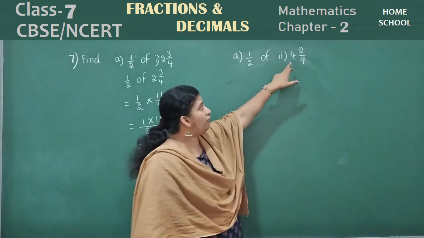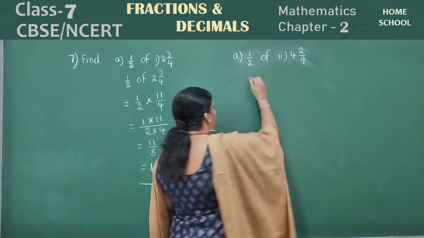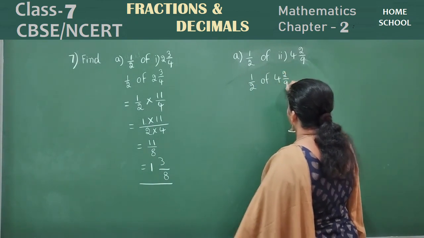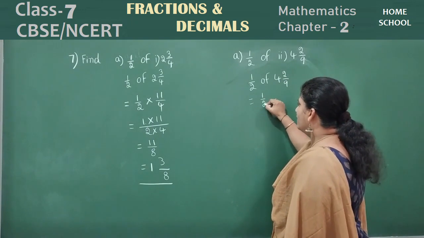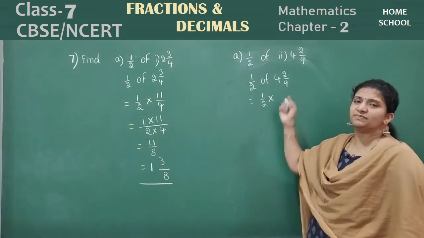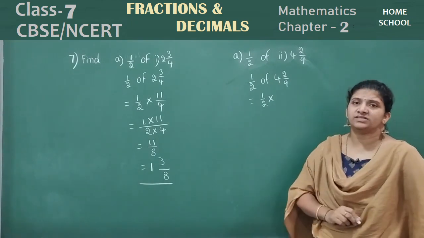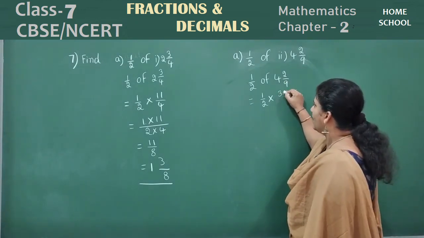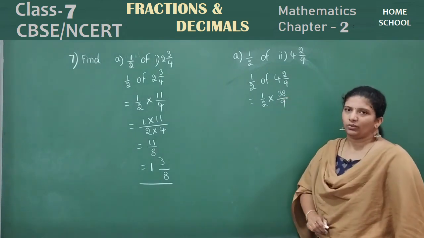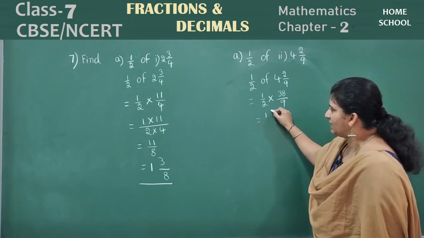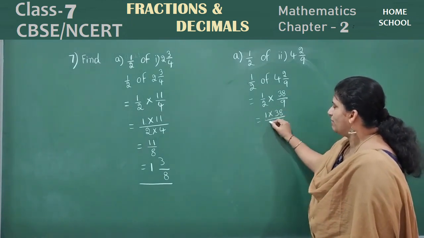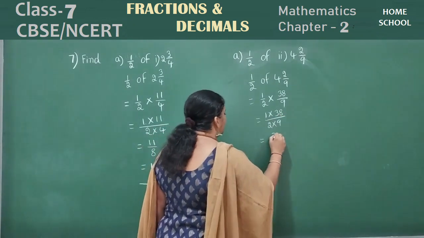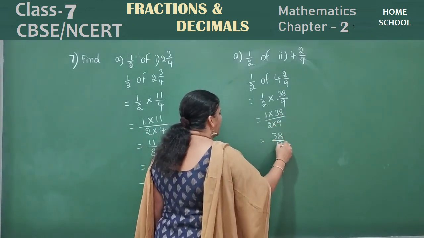Half of 4 2/9. Again, rewrite this: half of 4 2/9. This is equal to half into... Convert this mixed fraction. What will it be? 9 fours are 36, 36 plus 2, it will be 38 by 9. So now multiply numerators and denominators: 1 into 38 by 2 into 9. 38 into 1 is 38, 9 twos are 18.